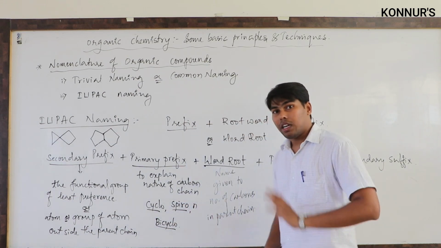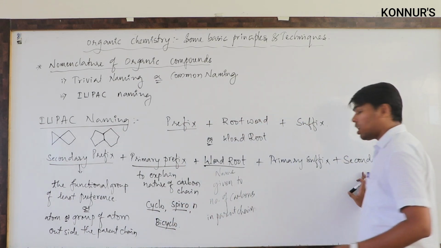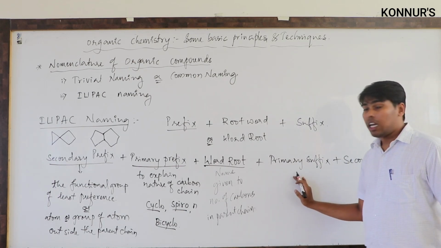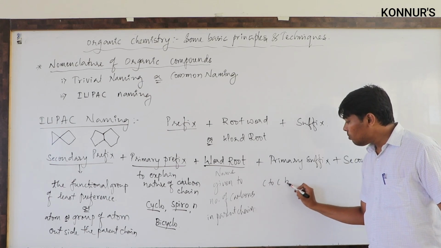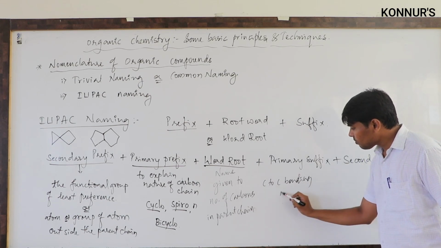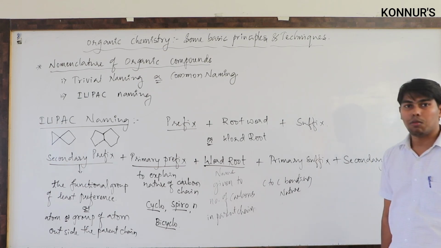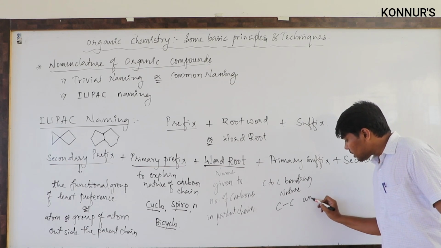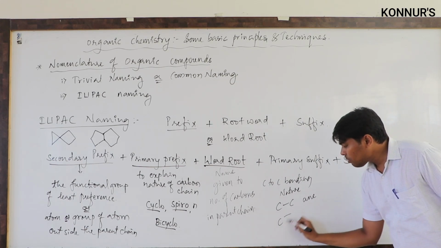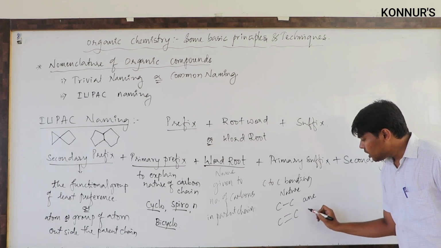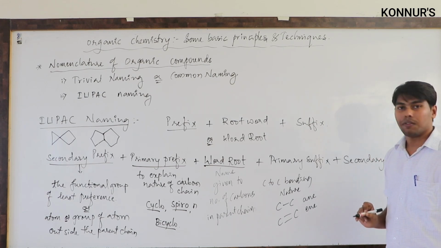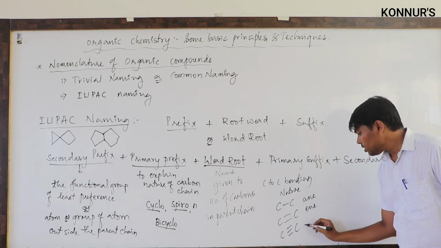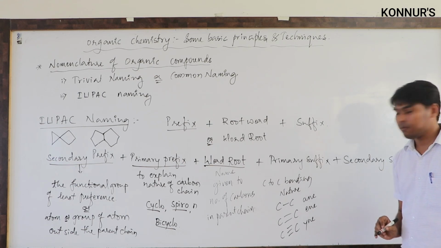If that carbon is contained in the functional group, that will come under secondary suffix. So now primary suffix. This will tell about the carbon to carbon bonding nature. If a carbon to carbon single bond is there, the primary suffix such as AN is used. If carbon to carbon double bonds are there, the ENE primary suffix is used. And if carbon to carbon triple bonds are there, the suffix YNE is used.